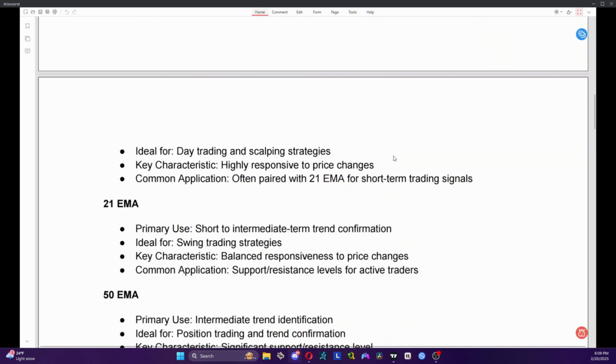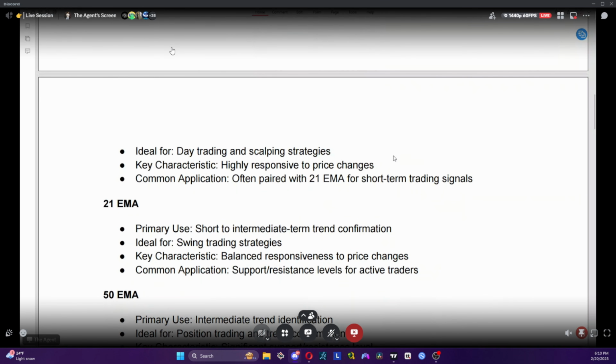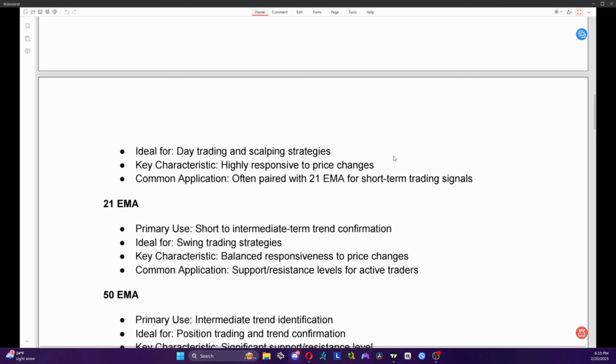The 21 EMA, similar to the 8, is a short to intermediate term trend confirmation. It's great for swing trade strategies, and it has a more balanced response than the 8 because it's grabbing 21 days of information and putting it together. And of course, the way that it's normally used is that you look at it as support and resistance. You'll hear a lot of people say, oh, it's going to the 21 EMA here. If it breaks below that, it's going to go to the 50, vice versa. If it breaks above the 21, it has a tendency to have a continuation to the upside.